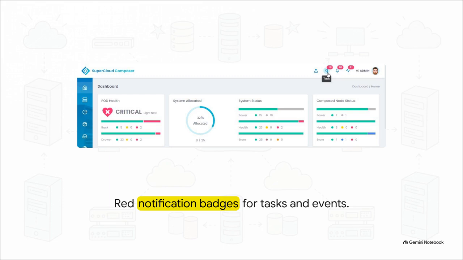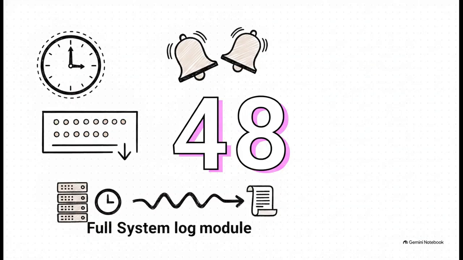Whenever something new happens, say a fresh baseboard management controller update or a BIOS event, a little red notification badge will pop up on the corresponding bell icon, showing you exactly how many items need your immediate attention. Now, when you're monitoring these notifications, keep the number 48 in your head. The quick access drop-down menu under those bell icons operates on a strict 48-hour retention limit, showing you only the 10 most recent tasks, activities, or events. Once a timestamp hits that 48-hour mark, it automatically drops off this quick view.